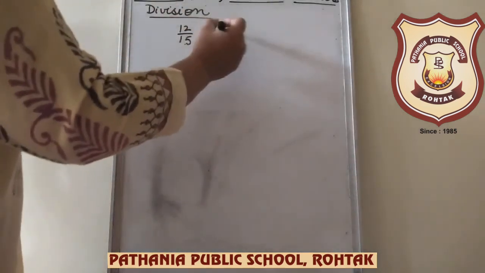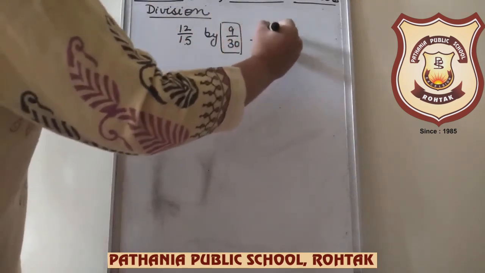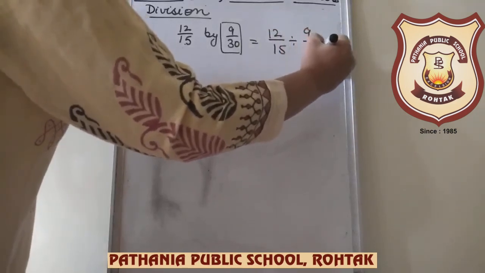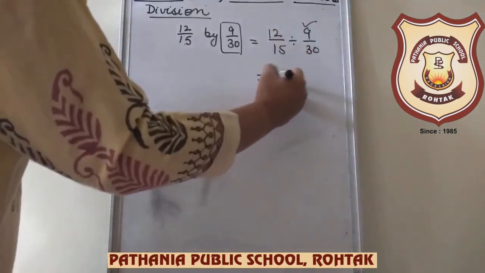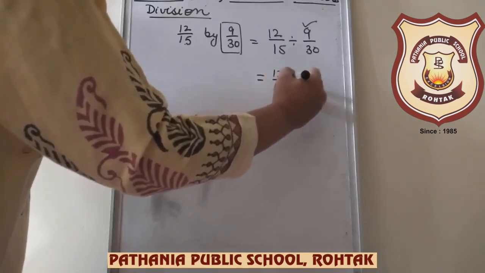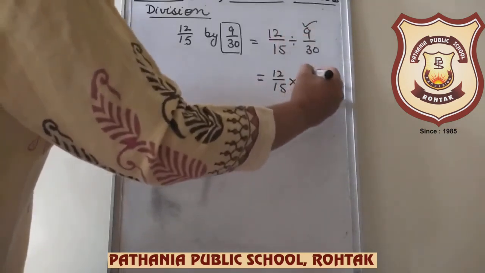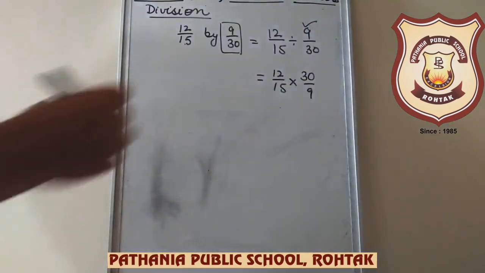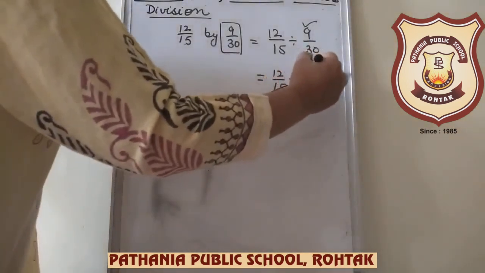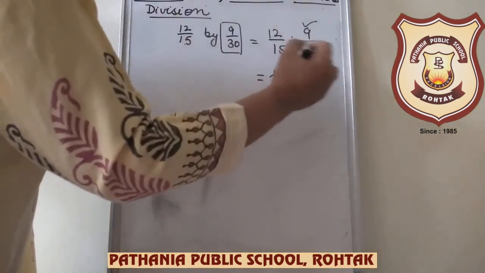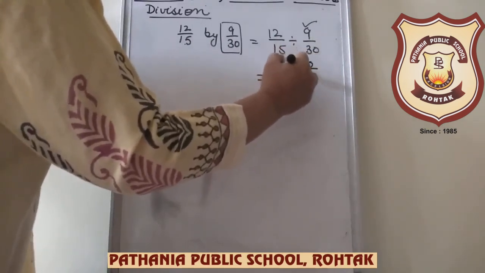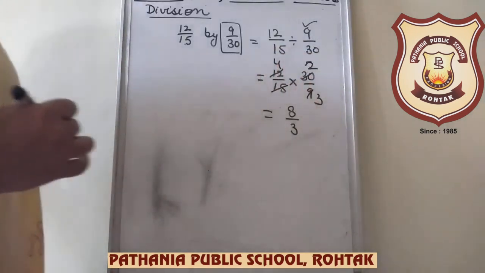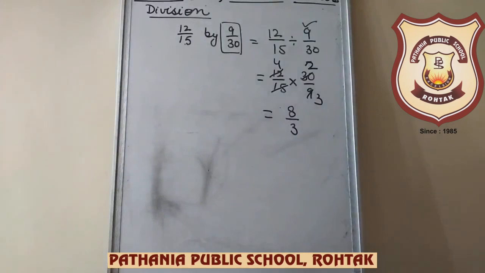So now here, this is the divisor. If I write this with the division sign, the number which is written after the division sign, you have to write its multiplicative inverse, and the sign of division will change to multiplication. Okay, so this is 2 and 4 and 3, and this becomes 8 upon 3. So this is regarding your chapter.